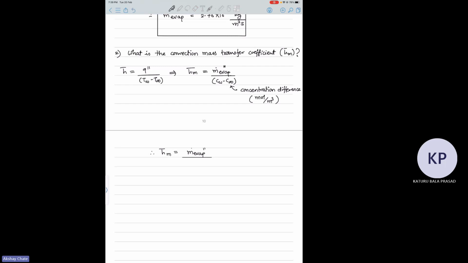Now these concentrations should be in mole per meter cube, I mean, usually they are. How to get that? Or you can have it in kg per meter cube. Anything is fine as long as it is in standard SI units. Here this quantity is in kg per meter square second, right? So for concentration, it is better if we take kg per meter cube.